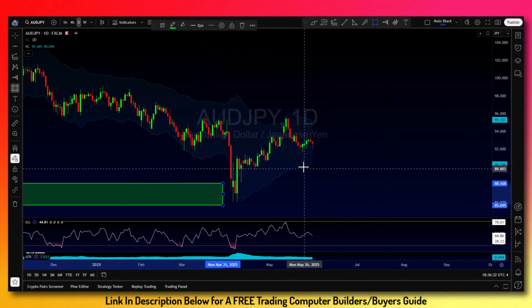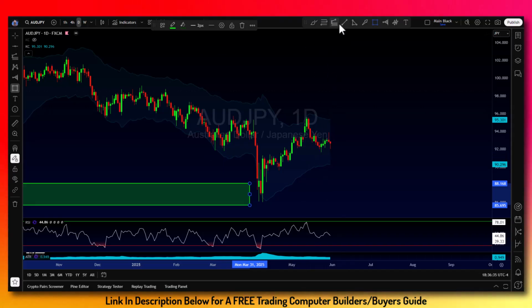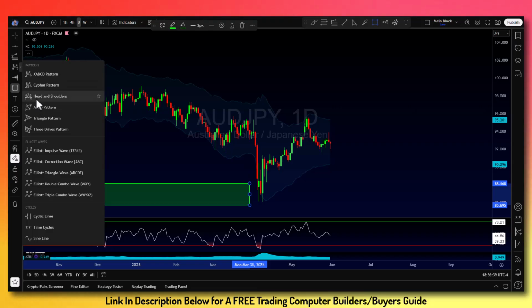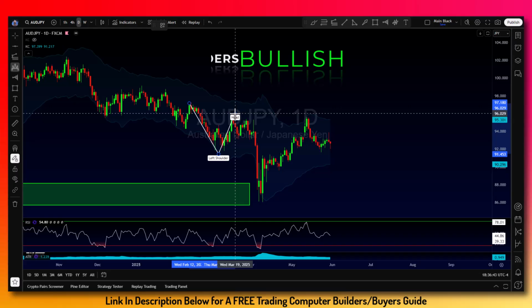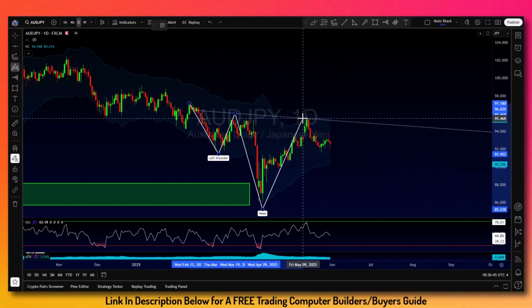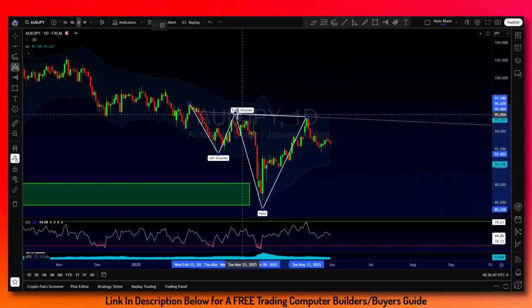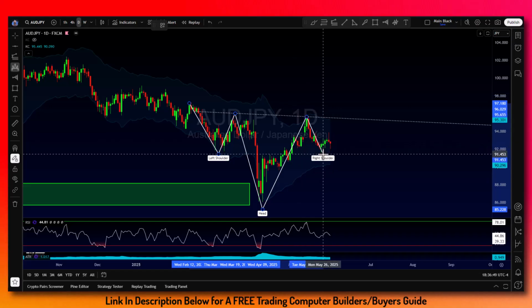As we go down to the daily, you're going to start to see not your best opportunity. This isn't a textbook example, but we do have a head and shoulders pattern that is forming. We have a left shoulder there, we have our head down there, we have our right neck right there. Connect the dots for our neckline.